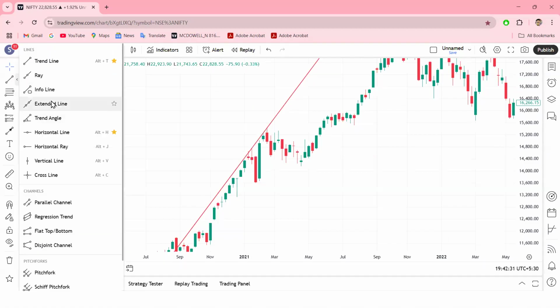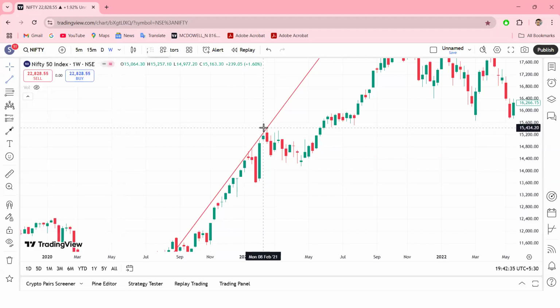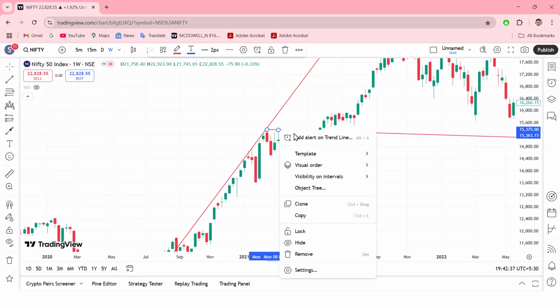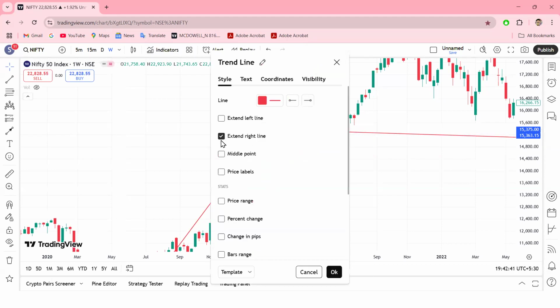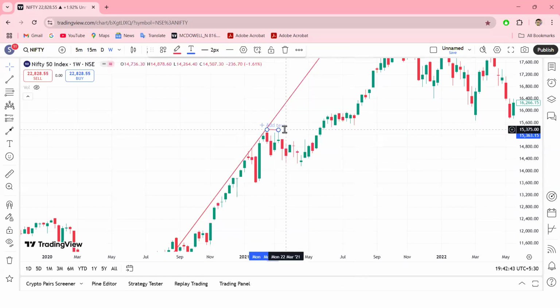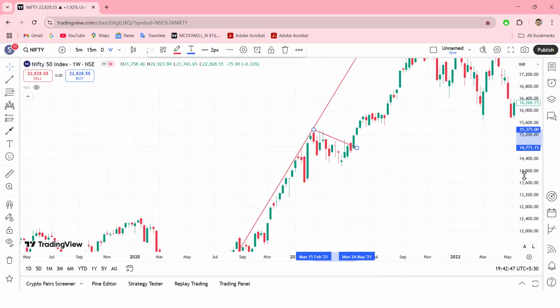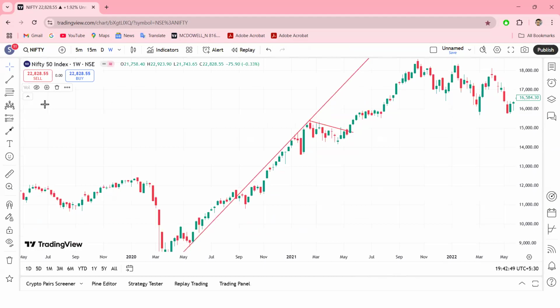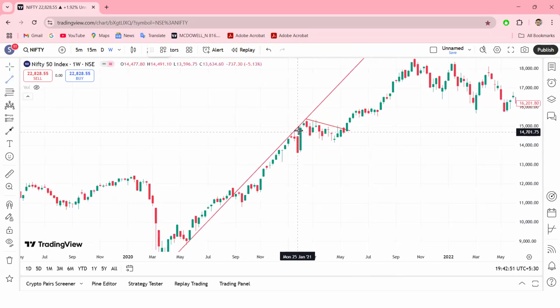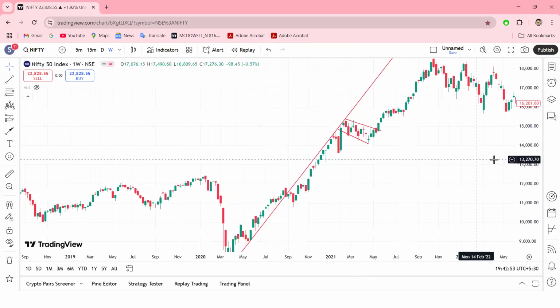consolidation. Okay, now you will see there is a small consolidation, not big, but this is also your flag and pole pattern.